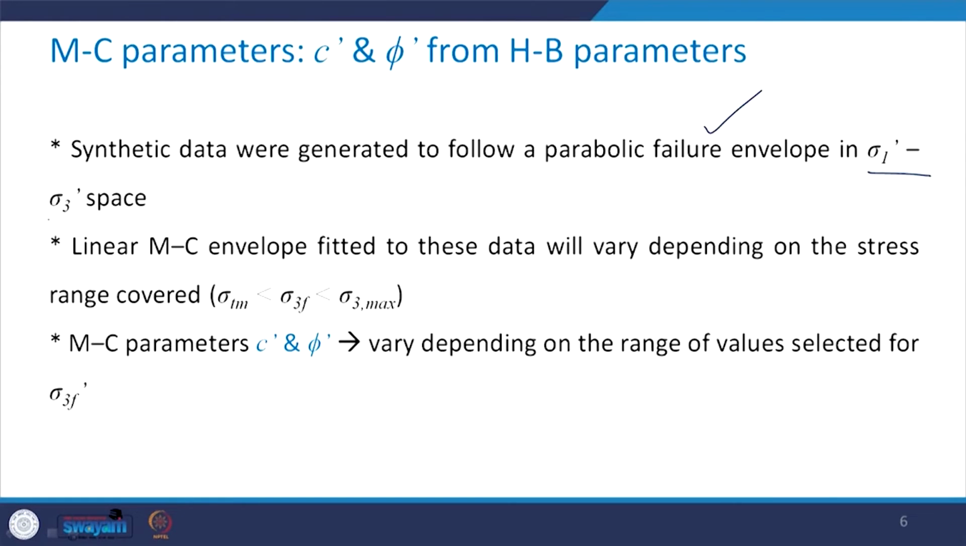So synthetic data were generated, as I mentioned to you, to follow the parabolic failure envelope in sigma 1 prime and sigma 3 prime space, and then a linear Mohr Coulomb envelope was fitted to these data. This will vary depending upon the stress range which was covered. So in this case the stress range which was covered was given by this, that is sigma 3f was in between the tensile strength of the rock mass and a stress which is sigma 3 max. These Mohr Coulomb parameters C and phi vary depending upon the range of values selected for sigma 3f.